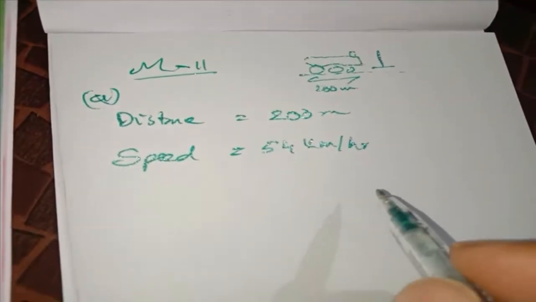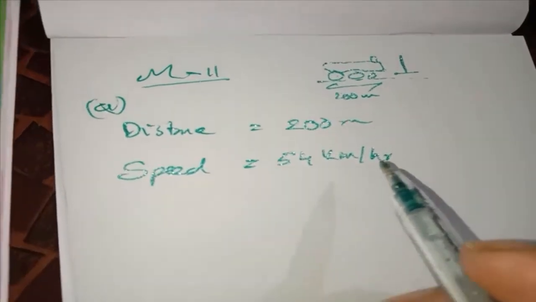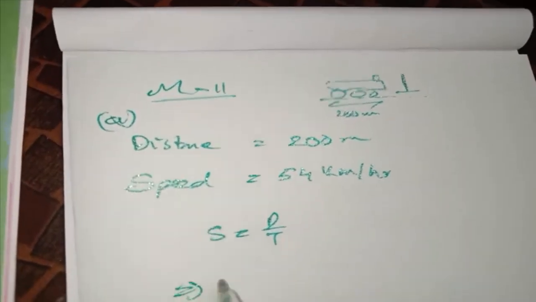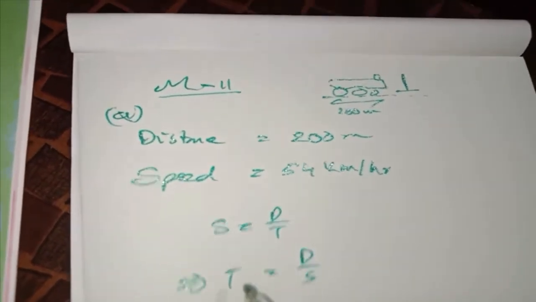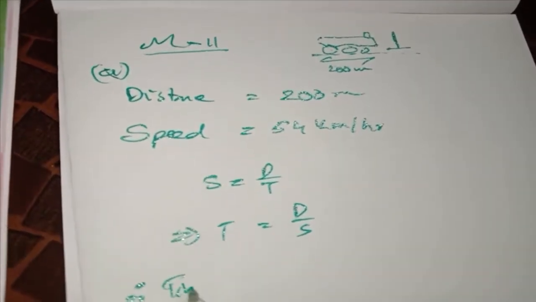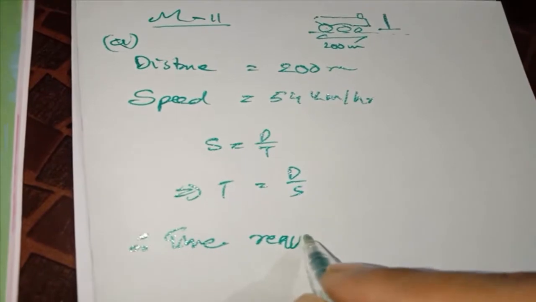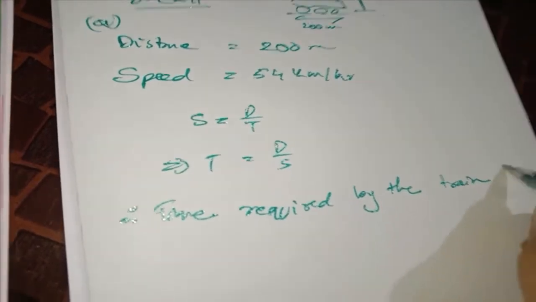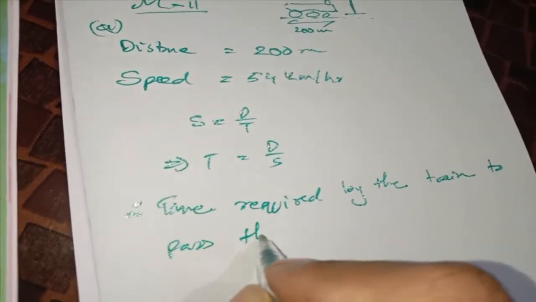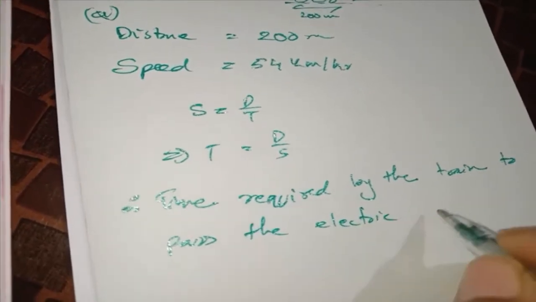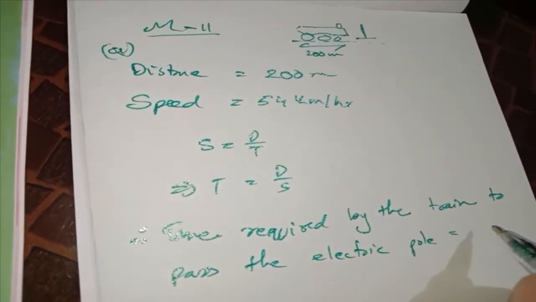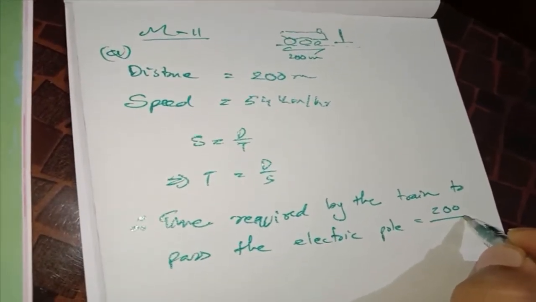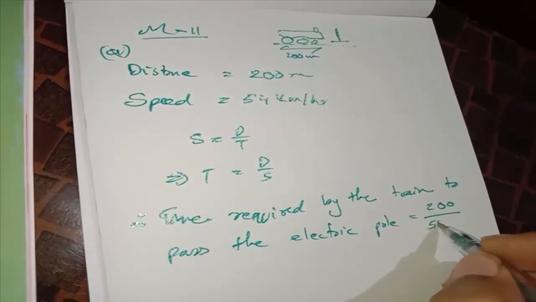Now we have to find out how much time it will take. So we know speed equals distance by time, so time will be distance by speed. We can write, therefore, time required by the train to pass the electric pole equals distance, that is 200, by speed, that is 54 km per hour.